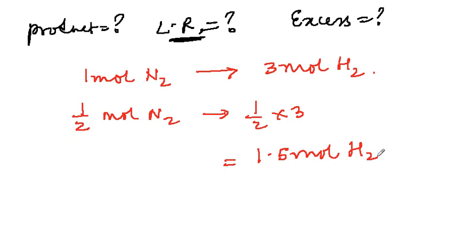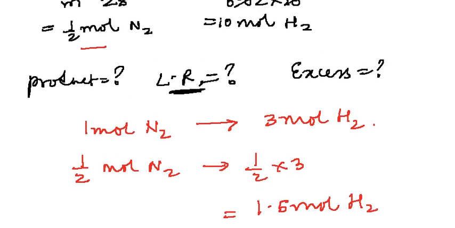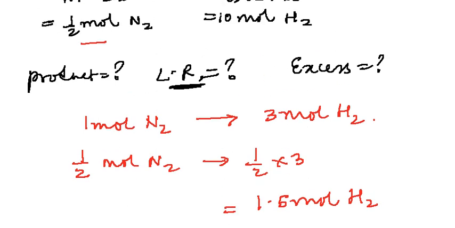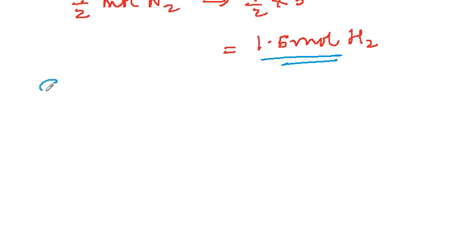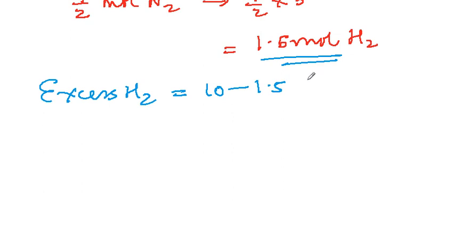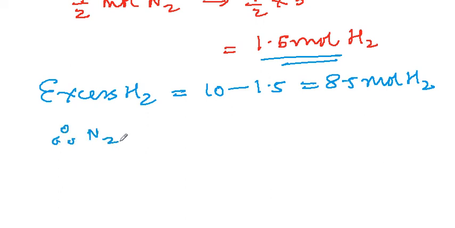Okay, so what we need is 1.5 mole of hydrogen, but what is being provided to us? 10 mole of hydrogen. So hydrogen is in excess. So excess hydrogen would be 10 minus 1.5, that would be 8.5 mole of hydrogen that is in excess. So if one reactant is in excess, the other reactant would be the limiting reagent for us. So that is, nitrogen is the limiting reagent for us.